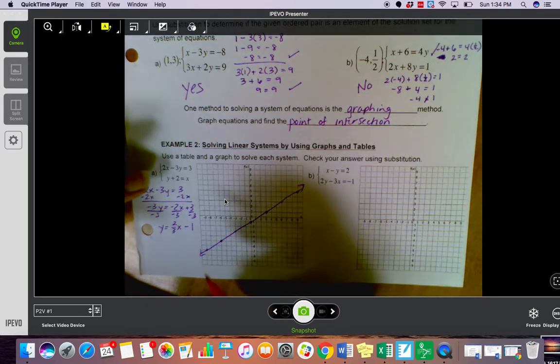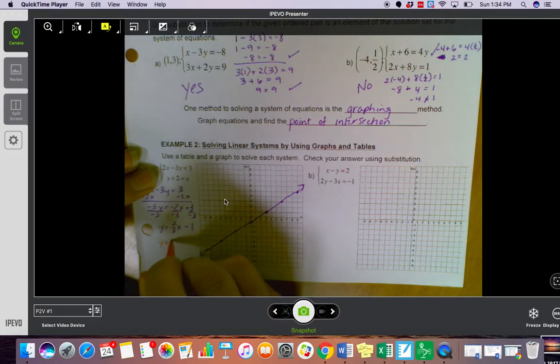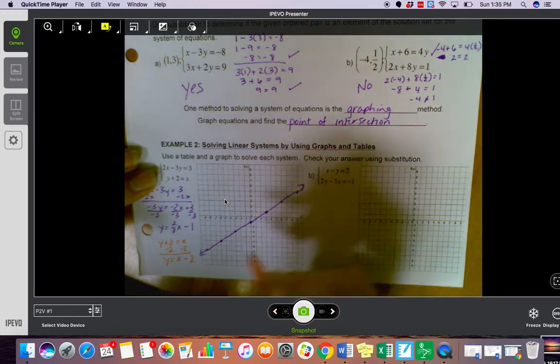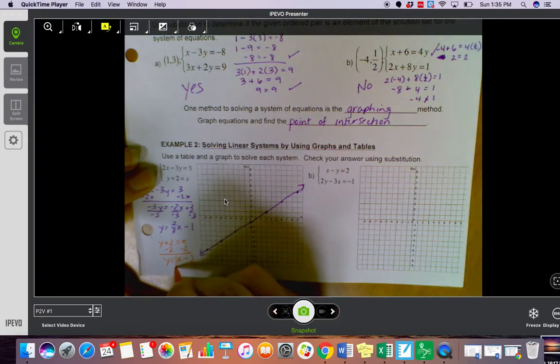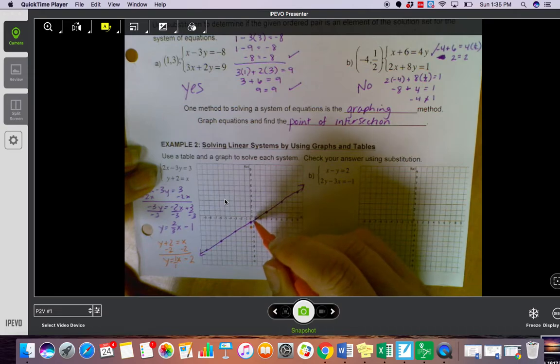I'm going to do my second one in orange so you can see it better. I'm going to get it in y-intercept form. So y equals x minus 2. So I start at -2. My slope is 1 over 1. So I go up 1 over 1, up 1 over 1, up 1 over 1.